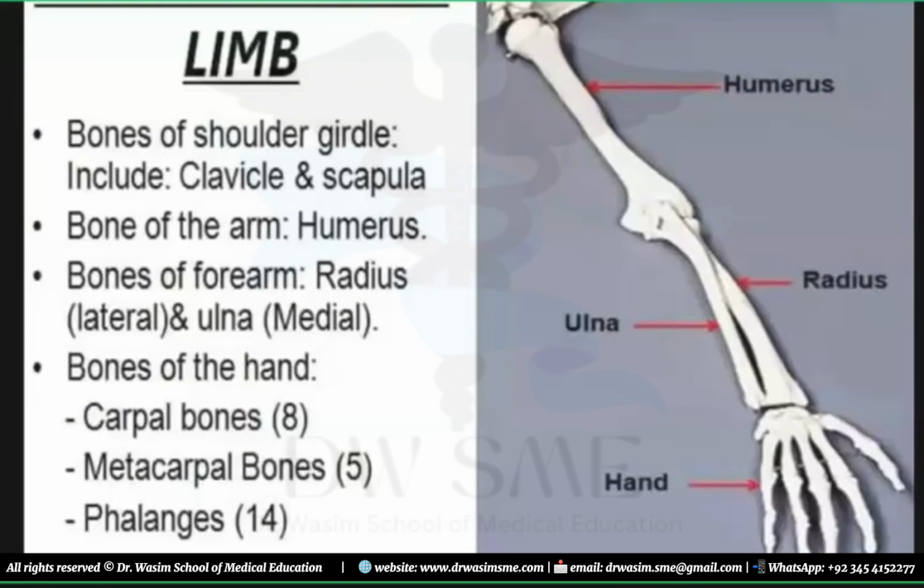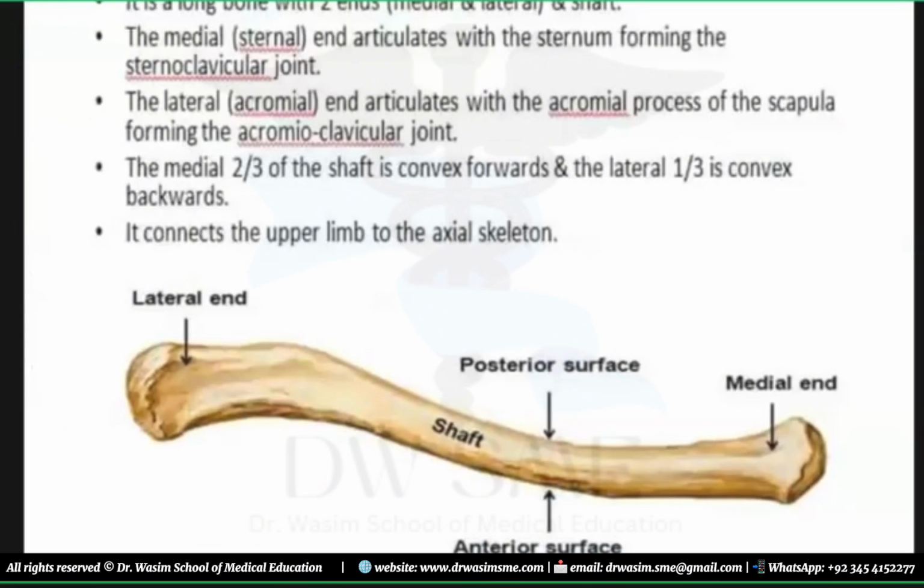So now we will talk about each of the bones in a bit detail. First of all, we have the clavicle. So clavicle is a long bone. It has two ends, medial and lateral. At the medial end, it articulates with the sternum, forming the sternoclavicular joint. And on the lateral aspect, it has the acromial attachment that forms the acromioclavicular joint.